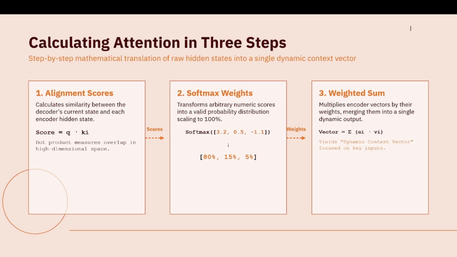Third, we multiply each input vector by its new softmax weight and add them together, creating a weighted sum. Words with high attention weights shine through loudly, while irrelevant words get multiplied by near zero and fade into the background. That final weighted sum becomes our dynamic context vector for that exact moment. And here's a graph with some explanations about each step.